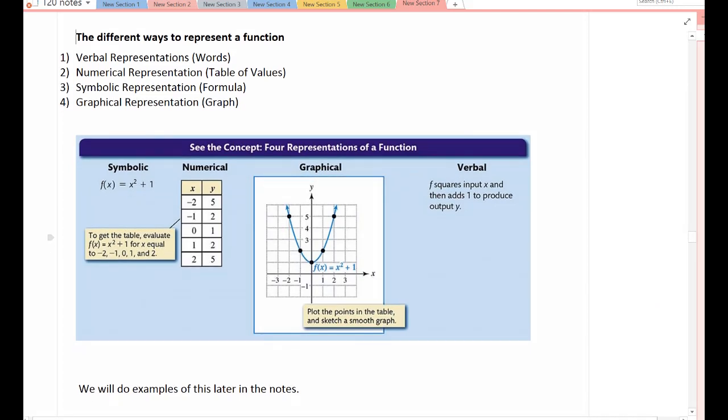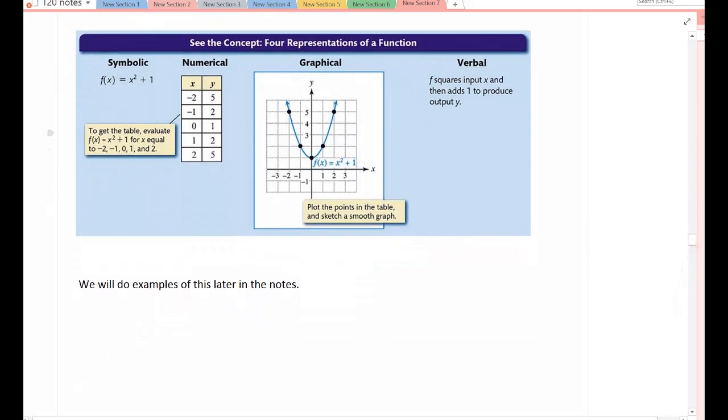Verbal representation, which typically is an application type where they give you a description, or you give it a table of information and you can see the relationship between the x and y values like we did with the thunder example. Numerical representation, again, where you have a table of values. Symbols, which is the function itself, or a graph. All right, you can plot your points and connect the dots. All right, that's what a graph is.